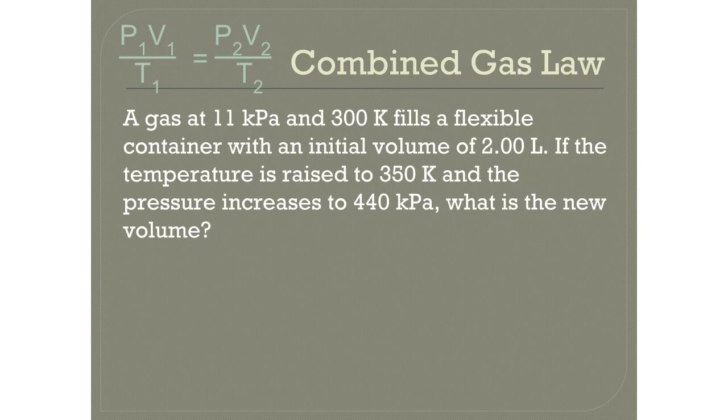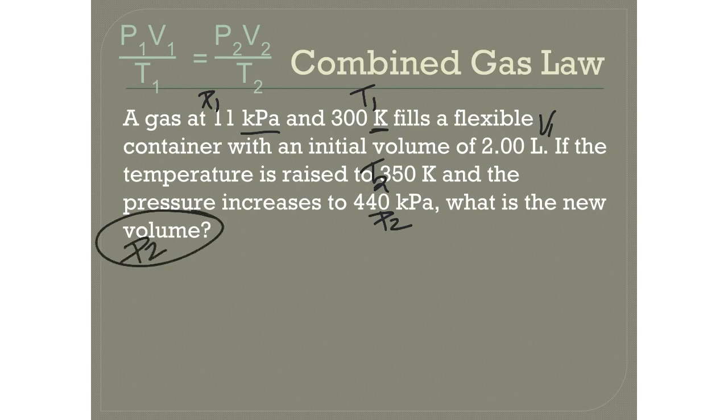So if I have a gas at 11 kilopascals, a kilopascal is a pressure, so that is a P1. And 300 K, it's K, so I don't have to convert from Celsius. I can leave it like it is. Then we have an initial volume of 2 liters, so that is my V1. If the temperature is raised to 350 K, this is going to be my T2, and the pressure increases to 440 kPa, this is going to be my P2. What is the new volume?